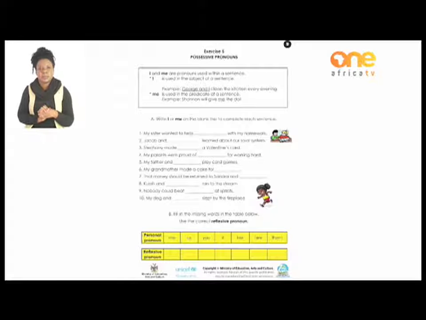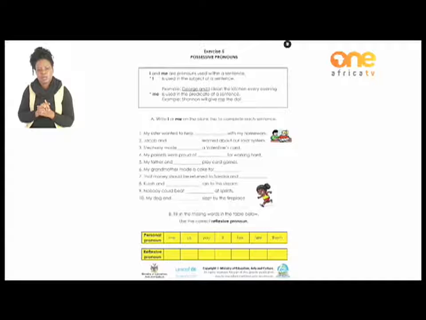Moving on, there is also an activity that you need to do underneath number 10. B, it says, fill in the missing words in the table below. Use the correct reflexive pronoun. Now, you are given two blocks there. One is for personal pronouns and the other one is for reflexive pronoun.